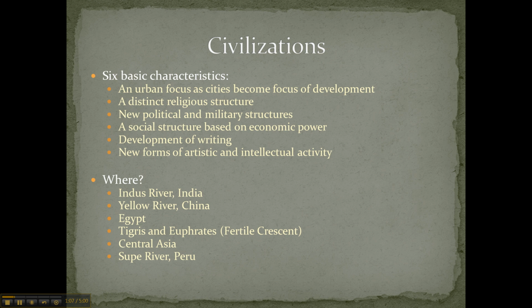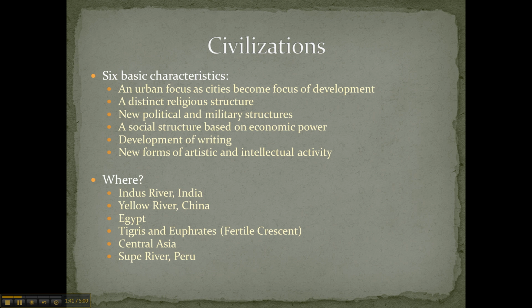Well, one way to do it is to ascribe different characteristics that make for a civilization. Six of them are here on this slide. Number 1, an urban focus as cities become the centers of development. Number 2, a distinct religious structure. Number 3, new political and military structures. Number 4, a social structure based on economic power. Number 5, the development of writing. And number 6, new forms of artistic and intellectual activity.